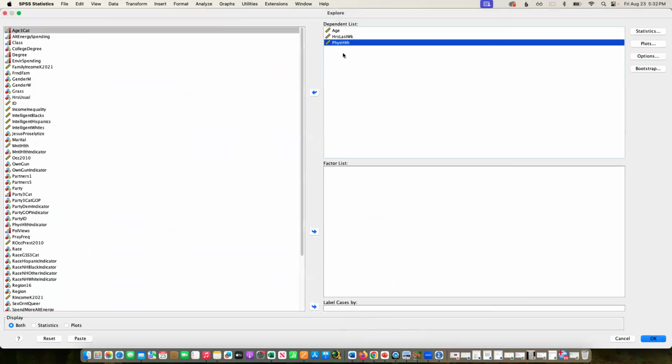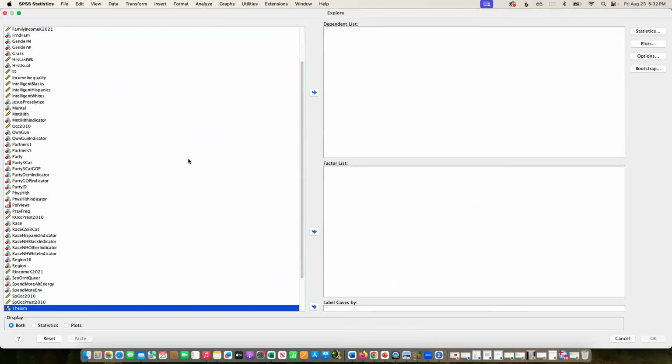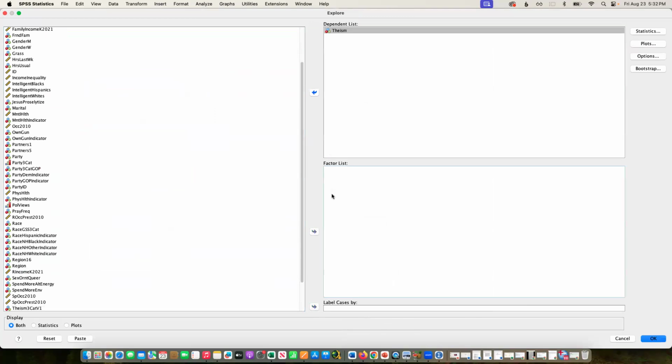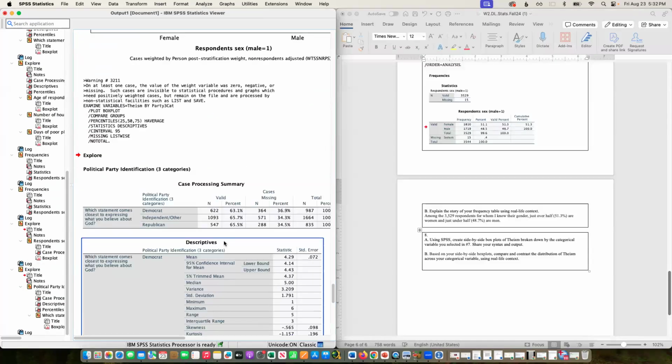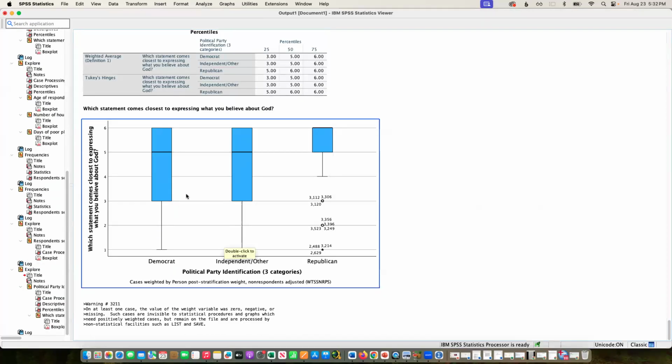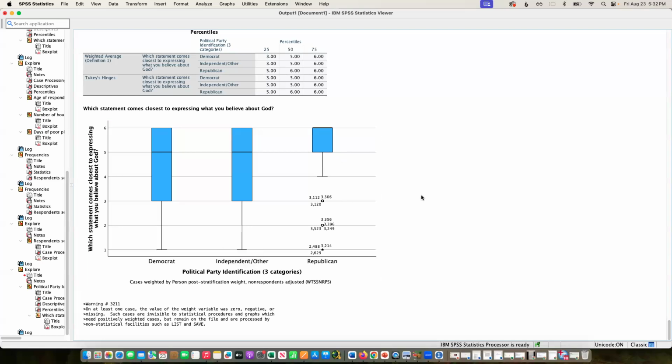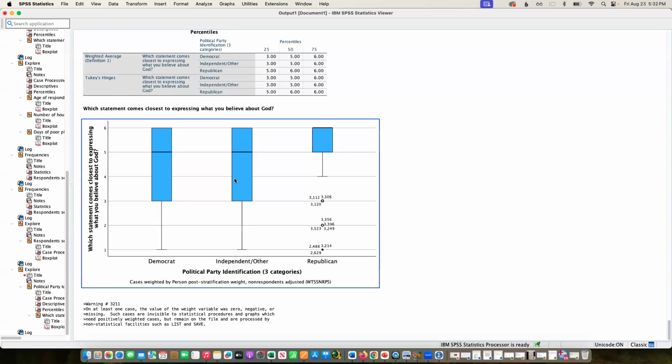And here I have theism. And then I'm going to put into the factor list. I did gender, but let's say, for example, I wanted to do political party. And as long as I have plots on, it'll give me the box plots. If I have both, it'll give me that and that. So you can see this one is showing me the difference among parties. And you can see actually independents and Democrats look very similar, but Republicans, actually folks having less belief in God, they're outliers among Republicans. Republicans are centered up here.